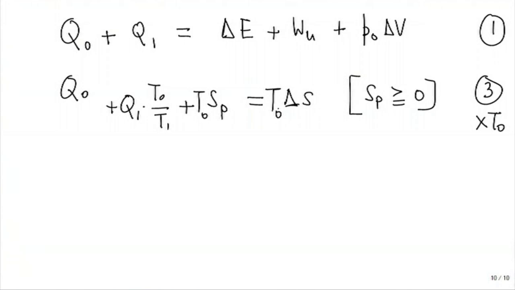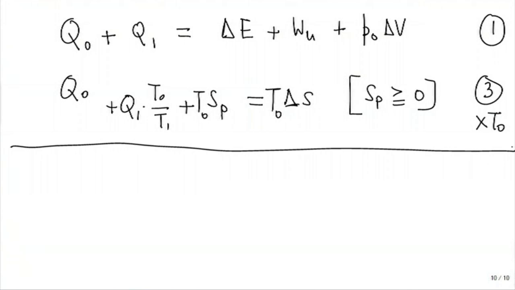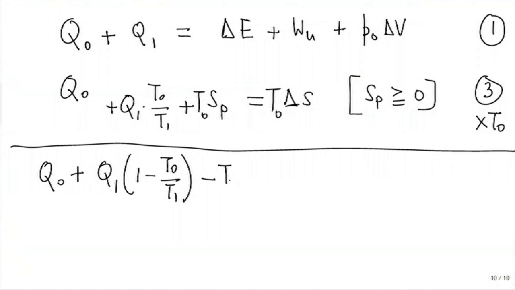Now, all that I do is subtract 3 from 1, thus eliminating Q naught, because our aim is to change delta S, which would change Q naught, and through Q naught W U would change. Since we want a direct relation between S P and W U, we will get that only if we eliminate the intervening variable Q naught. So, when you do that, you will get Q naught plus Q 1, 1 minus T naught by T 1, a term which is familiar to us, minus T naught S P. On the right hand side, you will have delta E plus W u plus T naught delta V minus T naught delta S.